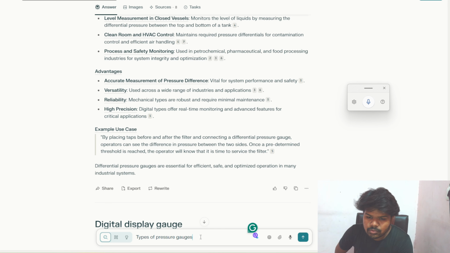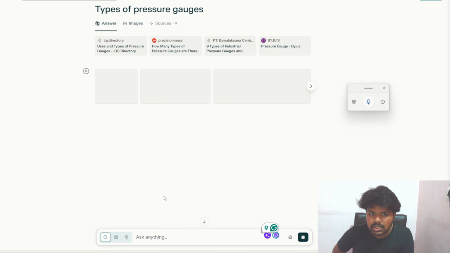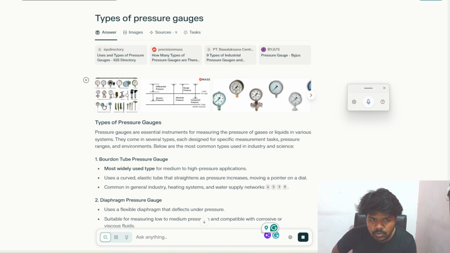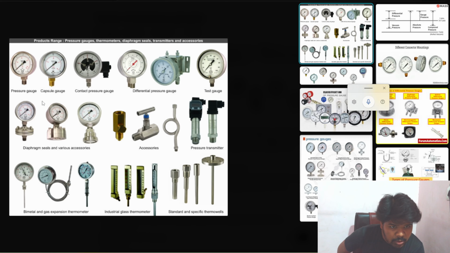If we go for types of pressure gauges, mainly these kinds of pressure gauges are shown. See, the normal pressure gauge.